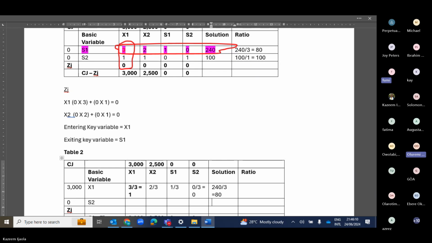Yes, where did you get the 3? Sorry, I'm not getting you. Can you repeat your question, please? Why 80 divided by 3?